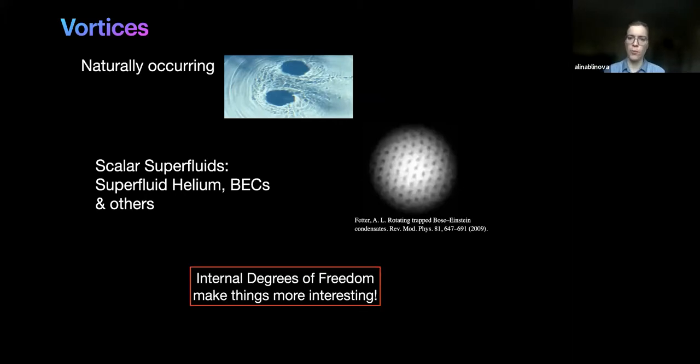Now, when we add internal degrees of freedom in certain phases of superfluid helium, as well as in Spinor Bose-Einstein condensates, things get more interesting. So that's what this talk is going to be focused on: vortices in these Spinor Bose-Einstein condensates that have internal degrees of freedom, which makes things more interesting and complicated.